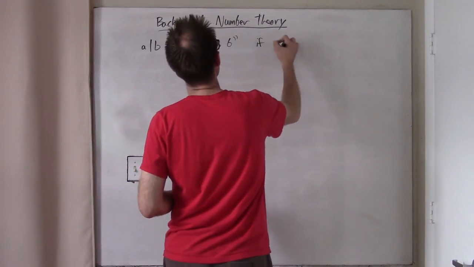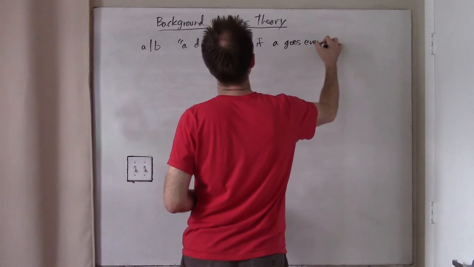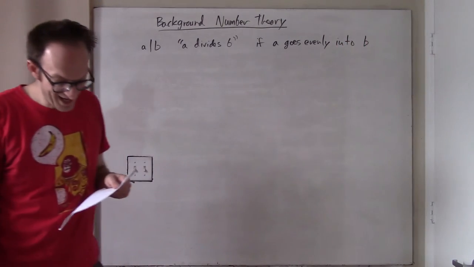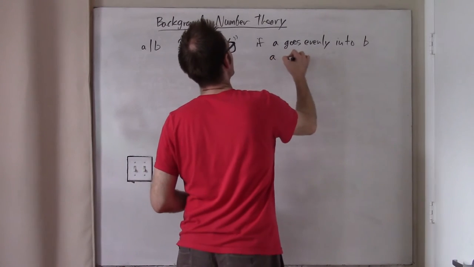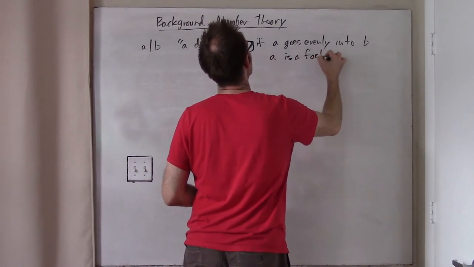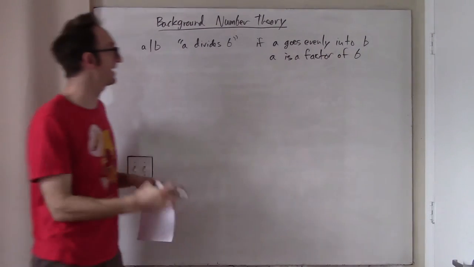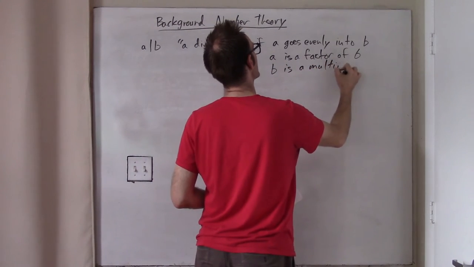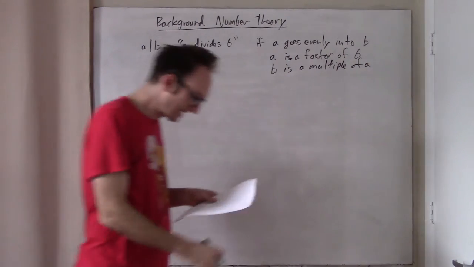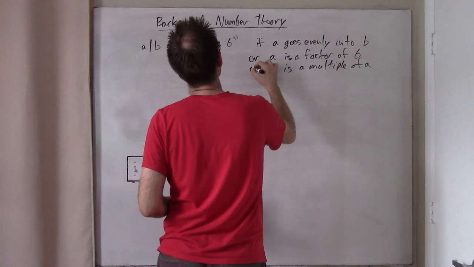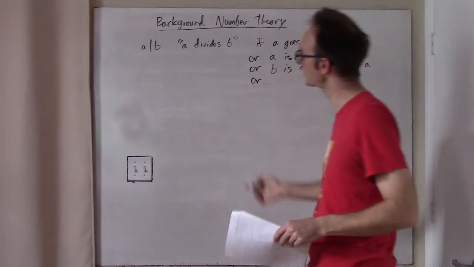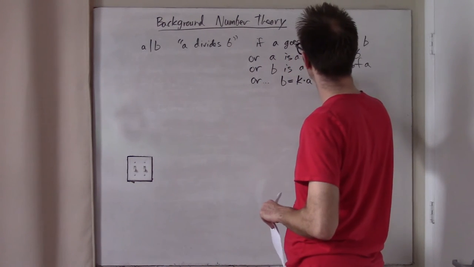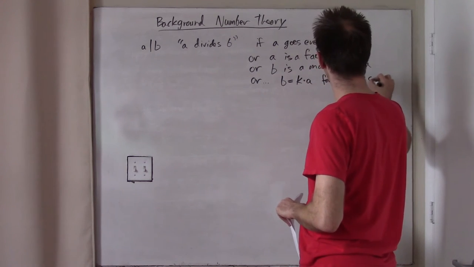This is true if A goes evenly into B. That's kind of a fifth grade way of saying it. A is a factor of B is another way of expressing this. B is a multiple of A. These are all just synonyms for each other. And maybe the best way of saying it is just to give the definition. What does it mean for A to divide B? It means that B is in the form K times A, for some integer K.